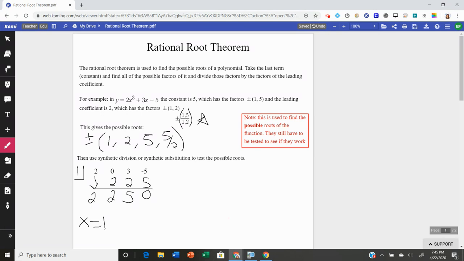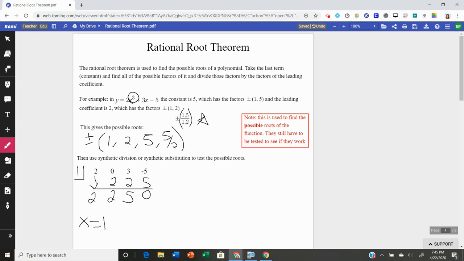Now, how many solutions do we have as a possibility? We have to look to the degree of our function here. Since we're looking at a 3rd degree polynomial, that means at most we will have 3 factors, right? We'll have 3 x-intercepts at most. I found 1. There could be more or there could not be. We don't know yet. We have to keep testing the other 7 options.